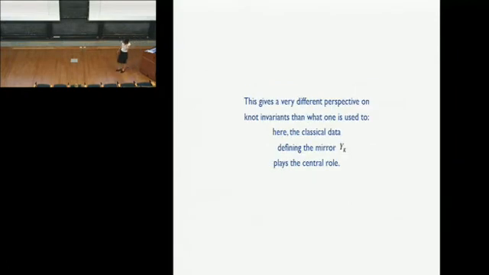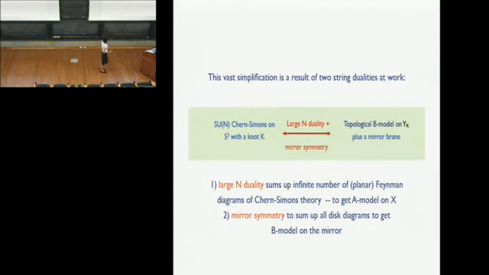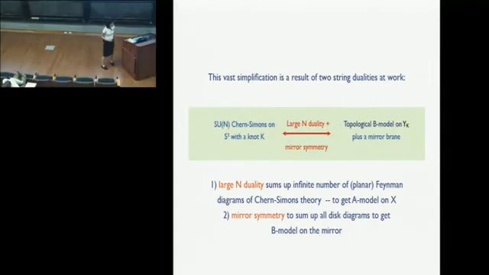So this gives you a very different perspective on knot invariance than one is used to. Here, it's just this classical data of the mirror that plays the central role. What happened here, as I said, is a result of two string dualities, large N duality and mirror symmetry, that translates computing SU(N) Chern-Simons invariants on S3 with the knot K to studying the topological B model on the mirror associated with the knot plus a mirror brane.